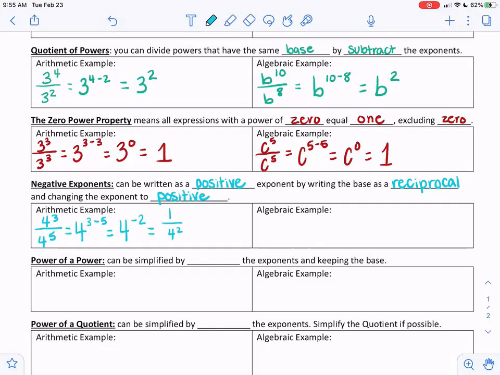Now I could go through and expand it out and say that that's 1 over 16, because 4 to the second power is 16. That would be our standard form. Remember, we talked about those different forms yesterday.